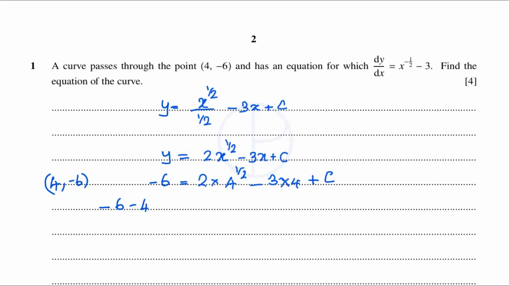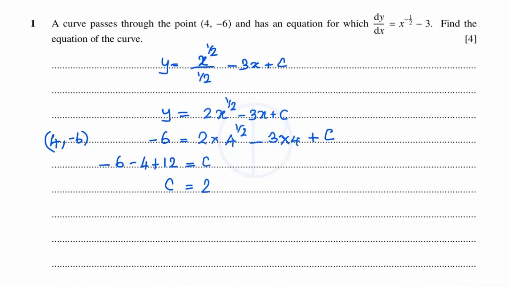When it comes to the left hand side, it will become plus 12. So now the c value is minus 6, minus 4 is minus 10, plus 12 is plus 2. Okay, substitute this c value in the y. y is equal to 2x power 1 over 2 minus 3x plus 2. This is the equation of the curve.